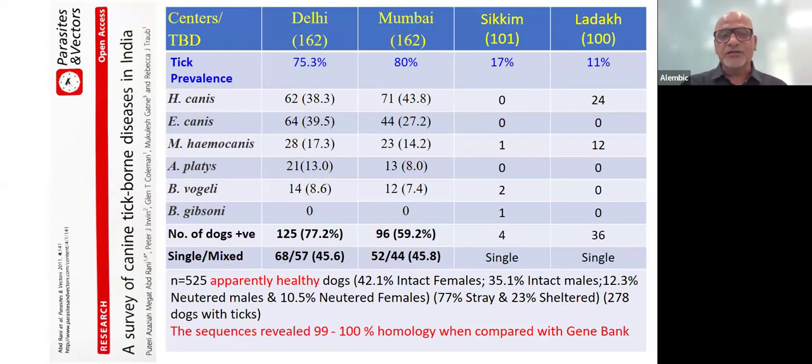So these infections are widely prevalent, and we can say on the basis of this data that Hepatozoon canis, Ehrlichia canis, Mycoplasma haemocanis, and Anaplasma platys are endemic. And to add to this, of course, I don't have scientific backing here with me, but you can very well add Babesia gibsoni as an endemic organism or endemic disease in different parts of India.